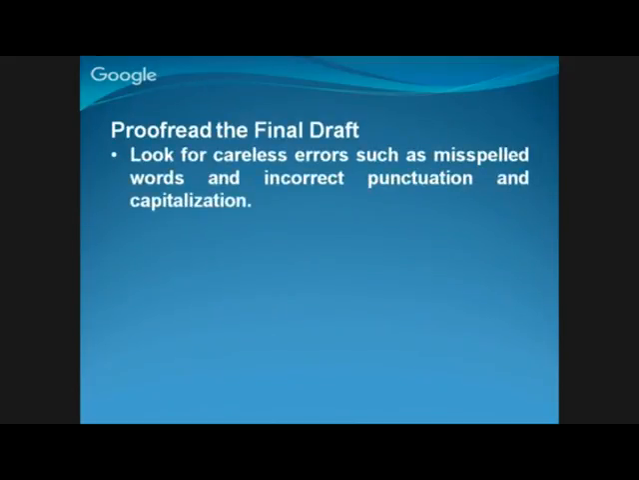Proofreading the final draft. Take a printout, because if you look at the computer screen, you will not be able to detect some of the spelling errors. So take a printout and read it. Then you will be able to find any spelling errors.